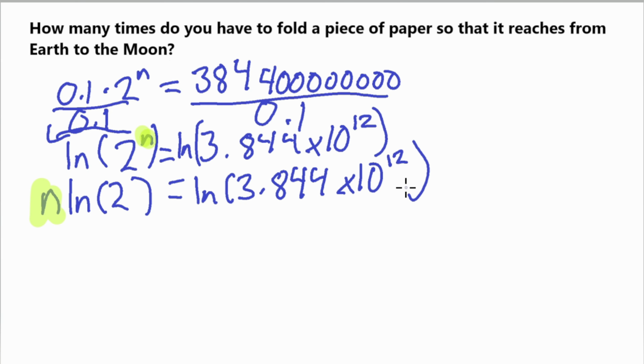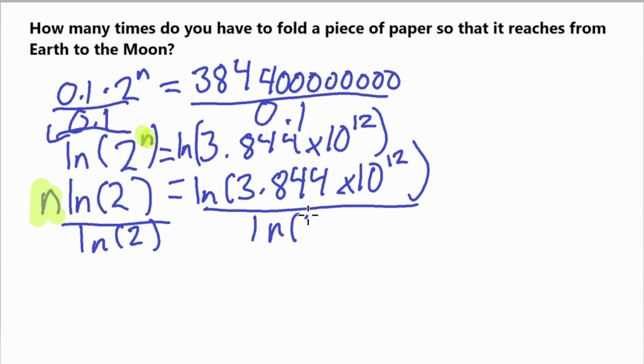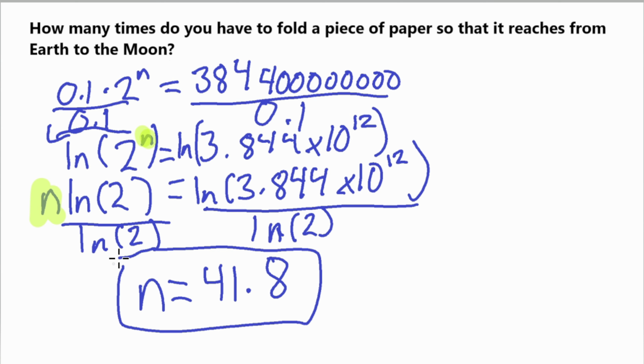So now all that's left to do, solve for n. We'll just divide natural log of 2 over this big thing here. And feel free to use a calculator because I am. So our value for n will be 41.8. So that is theoretically how many times you must fold a piece of paper to make it have the distance, or the thickness per se, of the distance between the Earth and the Moon.